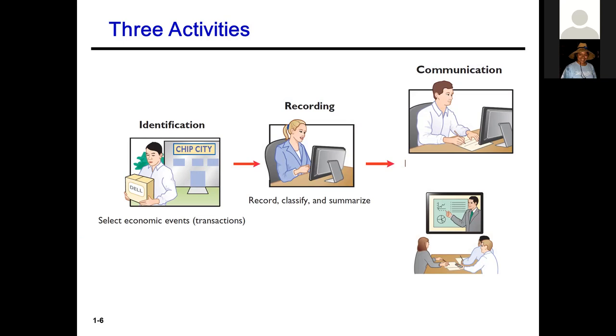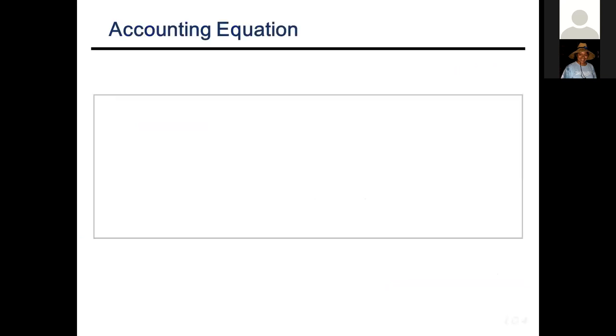When you record something, you're recording, and then eventually you're going to have to classify and summarize that data that's been recorded. And then you need to prepare financial statements to report what happened to the company during the accounting cycle. And oftentimes the accountant is the person that has to communicate to the users, which are basically the owners or the managers of the company, stockholders, how things went during the accounting period.